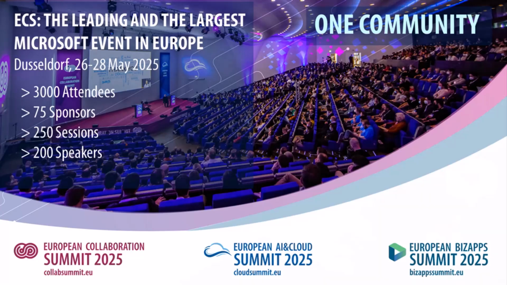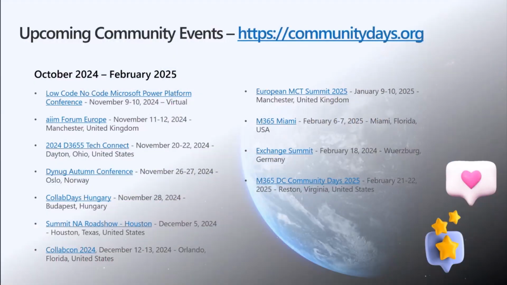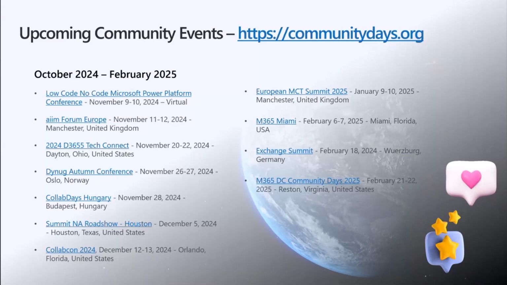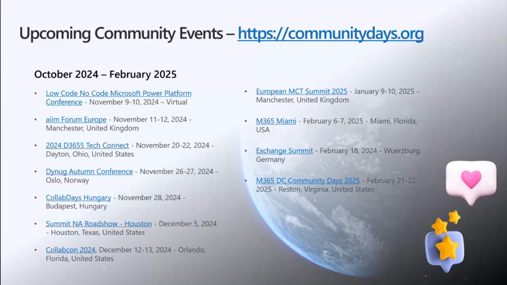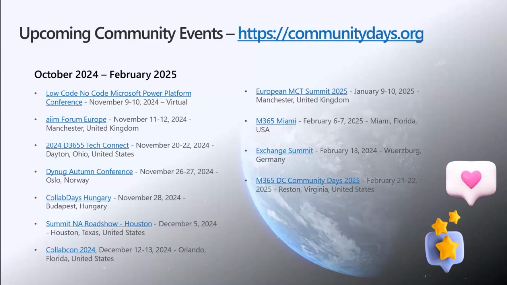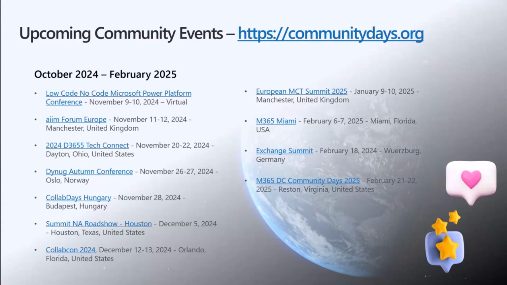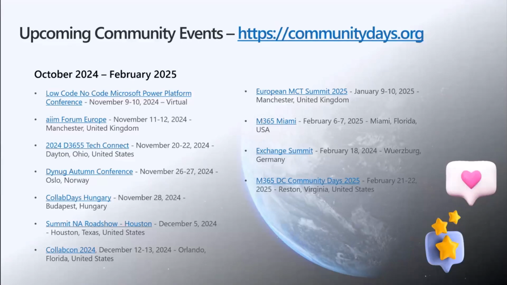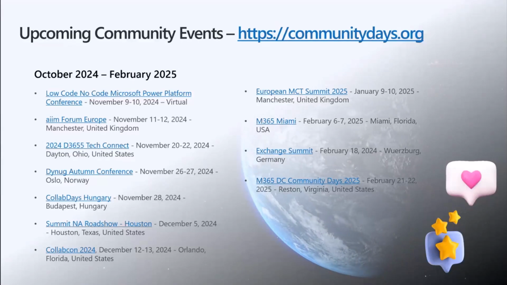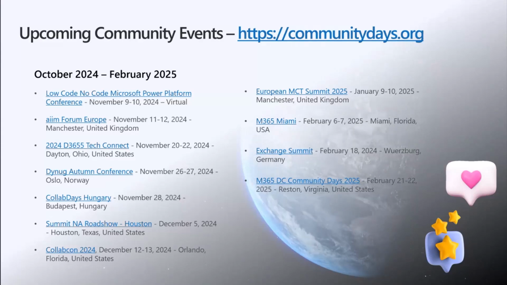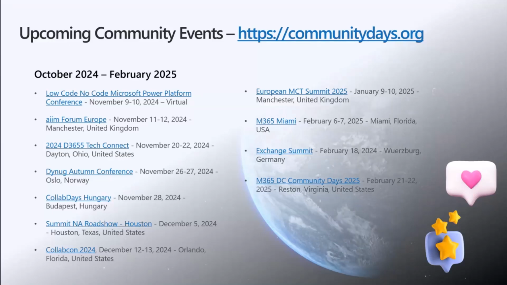Now, on top of these primary events, we have a lot of other events happening all around the world. If you go to communitydays.org, that is a great listing of all the different events happening around the world. Quickly looking here: Miami, Germany, Richmond, Virginia, Texas, Florida, Oslo, and so on. There's a lot of different things happening, and these are great opportunities to meet other people within the community. Some of them might have a small cost, some might be virtual, some might be in person. So please check out the details per event site.